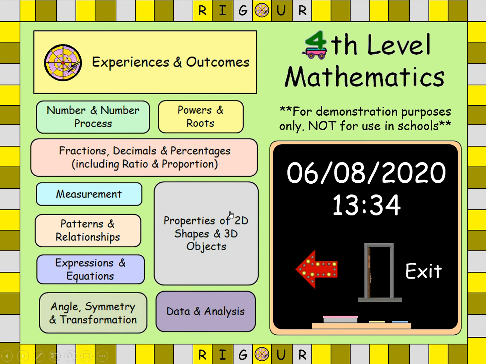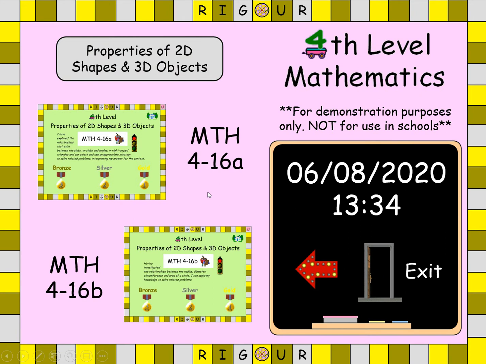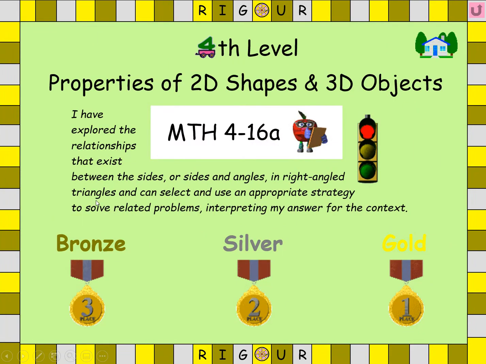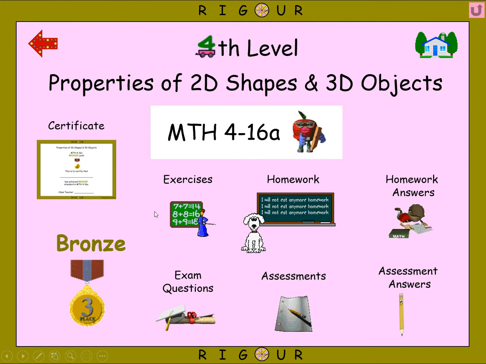So let's pick a module. So we've got two properties of 2D shapes and 3D objects in 4th level mathematics. So let's just have a wee click through and look at one of them. So this is the Pythagoras and trigonometry module. So let's have a wee look at bronze level first. So we've got, in the usual Rigor Maths format, exercises, homework/worksheets, assessments/low stakes checkups, comprehensive bank of application questions, and of course certification for any pupil should you wish to give them it.